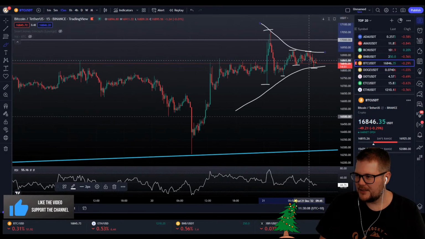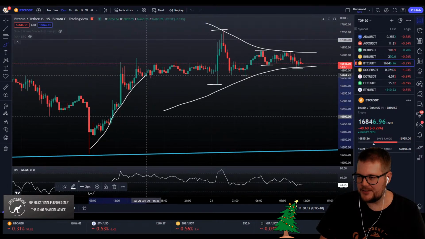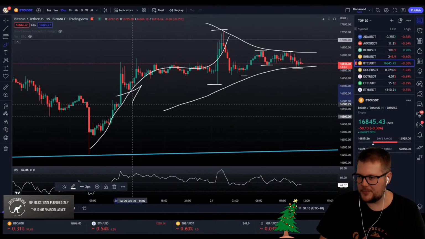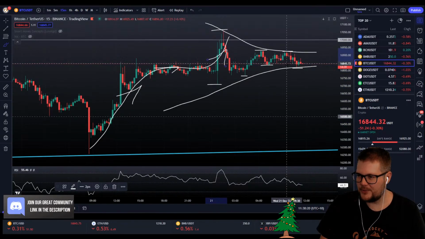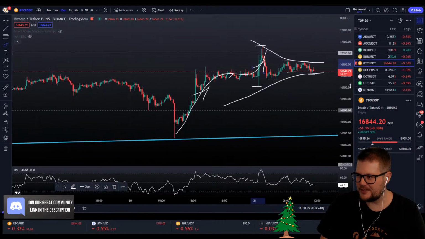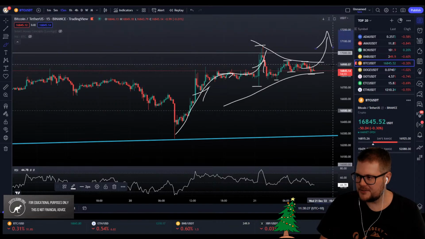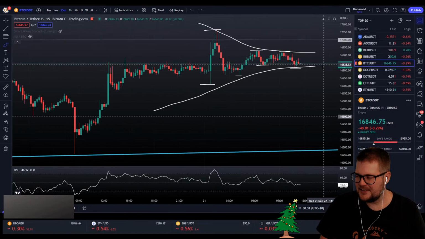From a textbook perspective, we've come up into the squeeze from the bottom, so it's been an uptrend. That's how we've entered the pattern. So if this is some kind of continuation squeeze, then you would expect a move out to the upside. But obviously that's not a guarantee.